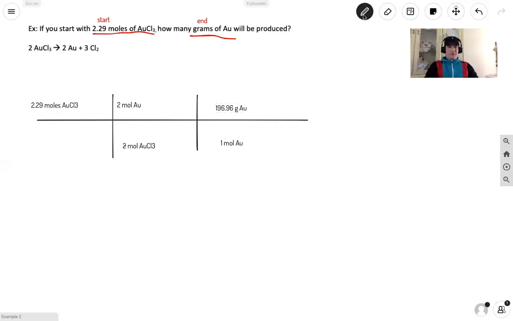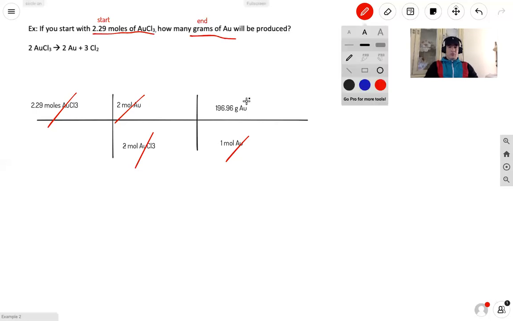Let's cancel everything out so I can show you how it cancels out. I have moles of gold trichloride here. I have moles of gold trichloride down here. So I can cancel those out. I have moles of gold up here. I have moles of gold down here. So I can cancel that unit out. So my answer is going to be in grams of gold. And so I leave it like that because according to my problem, that's what I'm ending with. Draw a circle around that. It's going to be in that unit right there, which is exactly what I need.